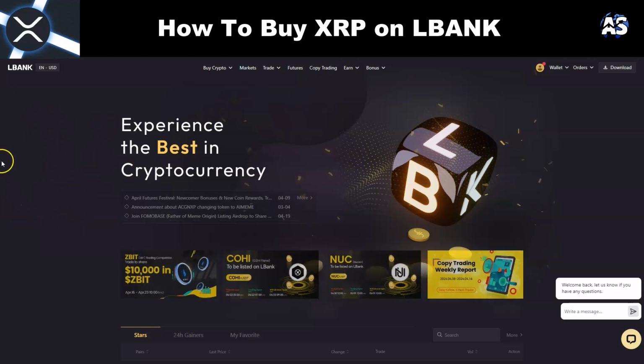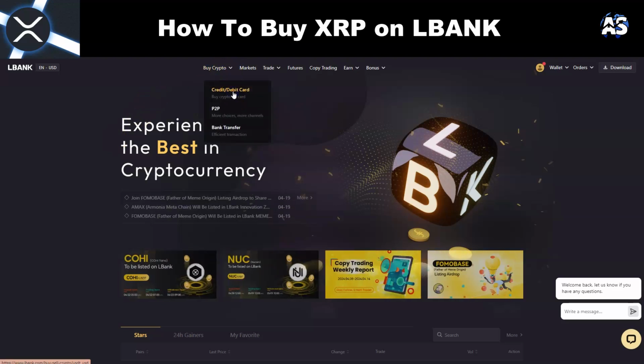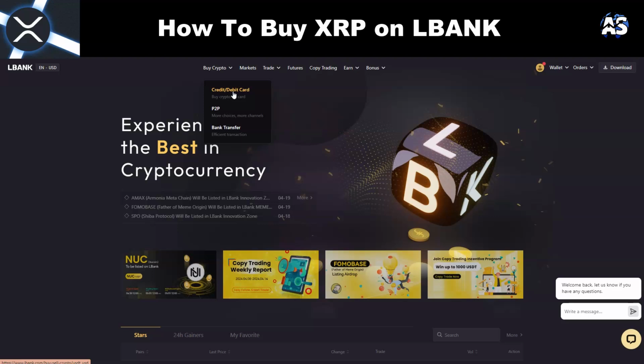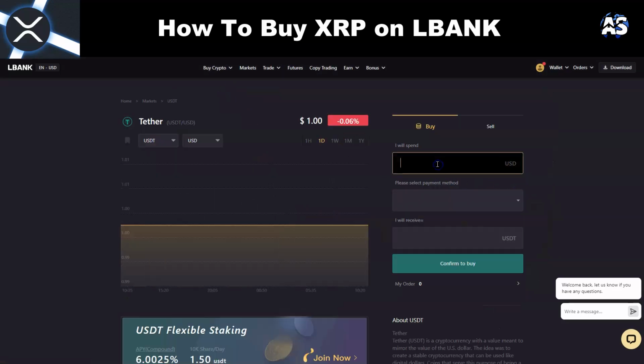Now, after you register, very simple, I'm going to go to buy crypto, credit, and debit card. If you don't have USDT, this is the place to go to buy the USDT. So I can buy $200 worth of this because I'm going to need this to swap for XRP Ripple.